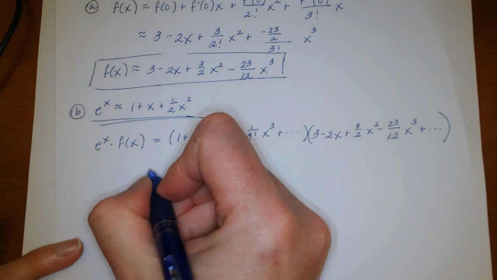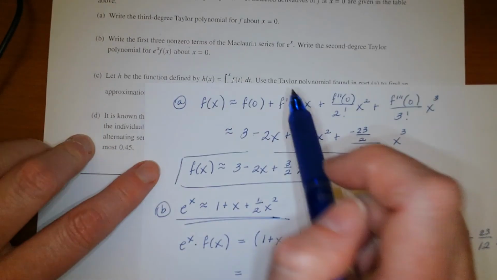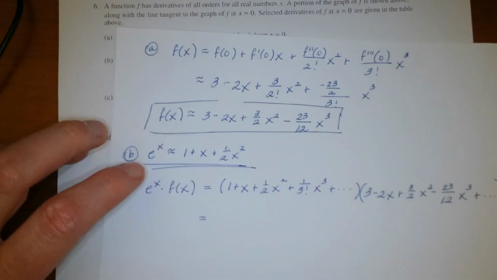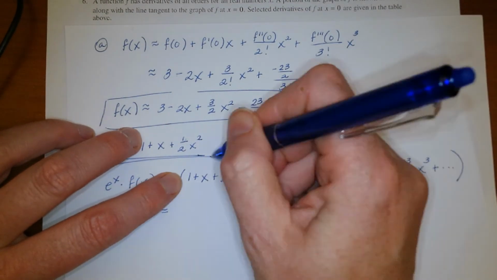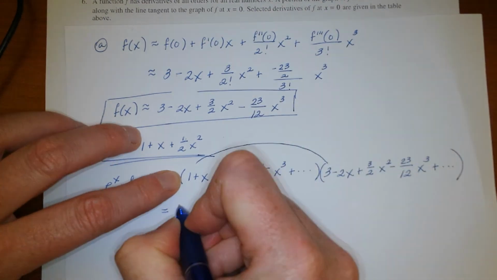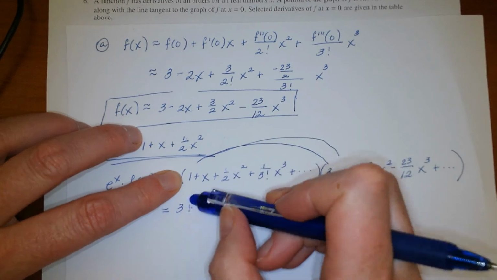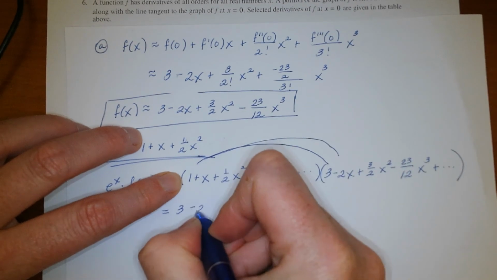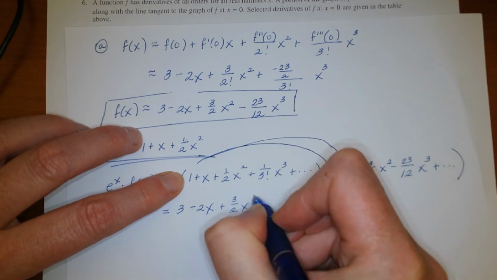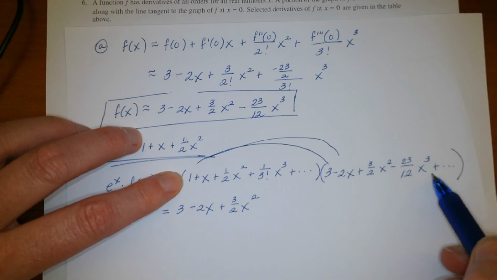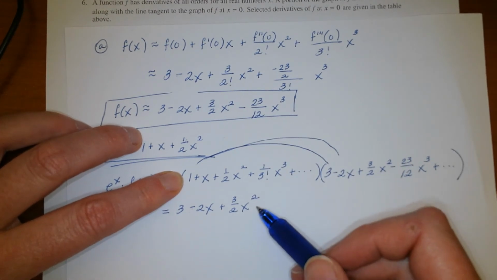And then as far as what to do, we're just going to multiply them together, and then we only have to get up to the second degree. And so you just multiply it out until you know you're right up to the second degree. So let's get started. So we're going to distribute 1 in. So we'd have 3 minus 2x plus 3 halves x squared. And then there's no need to keep distributing it past this term because I just need my answer to be correct up to the second degree.